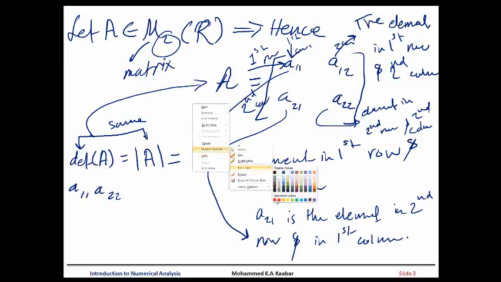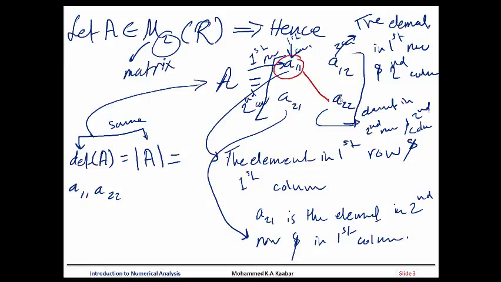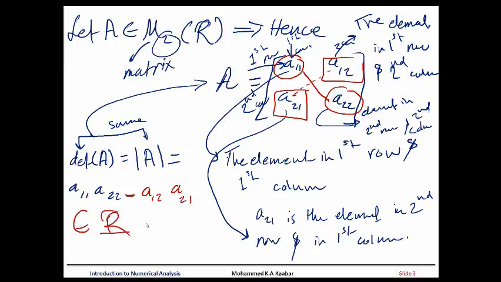We use another color. We multiply A11 times A22, and then we subtract A12 times A21. First of all, we multiply A11 by A22, then we subtract A12 times A21. We can write A11 A22 minus A12 times A21, like this. And all of these belong to the real numbers. Remember that.